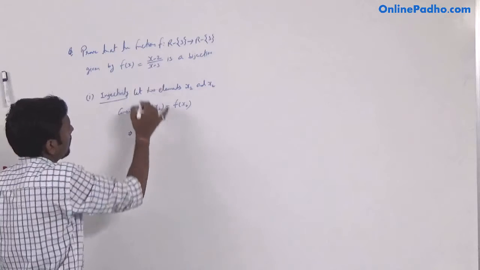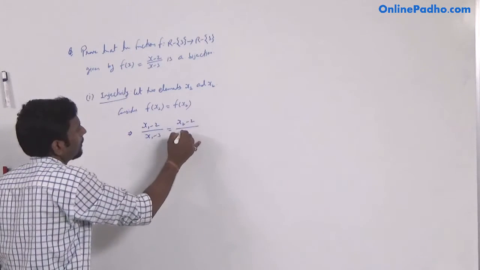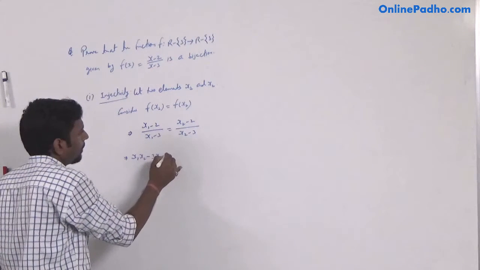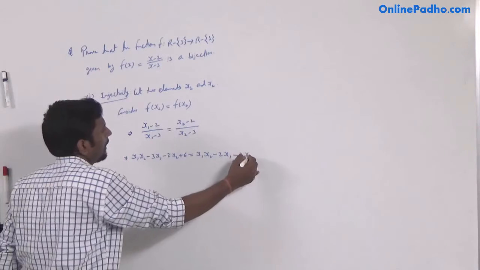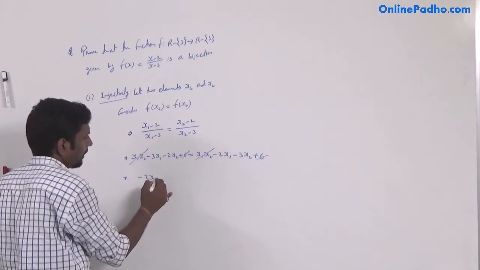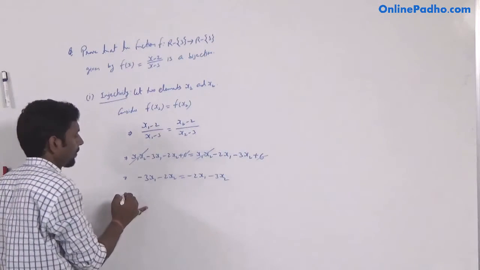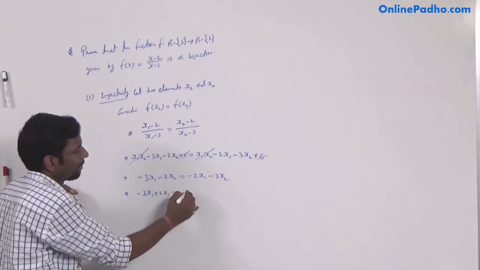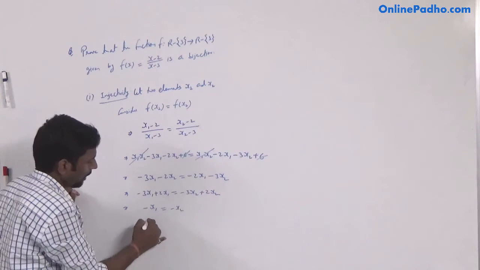So let us see, f(x1) can be written as (x1 minus 2) divided by (x1 minus 3) equal to (x2 minus 2) divided by (x2 minus 3). Let us simplify this by cross multiplying. We get x1x2 minus 3x1 minus 2x2 plus 6 is equal to x1x2 minus 2x1 minus 3x2 plus 6. x1x2 cancel, 6 cancels. We can write it as minus 3x1 minus 2x2 is equal to minus 2x1 minus 3x2, right? So on the left hand side minus 3x1 plus 2x1, and on the right hand side minus 3x2 plus 2x2, right? It can be written as minus x1 equal to minus x2, so therefore x1 equal to x2.